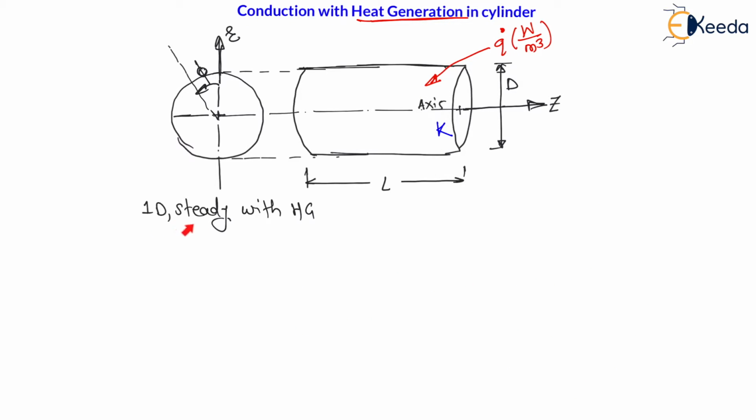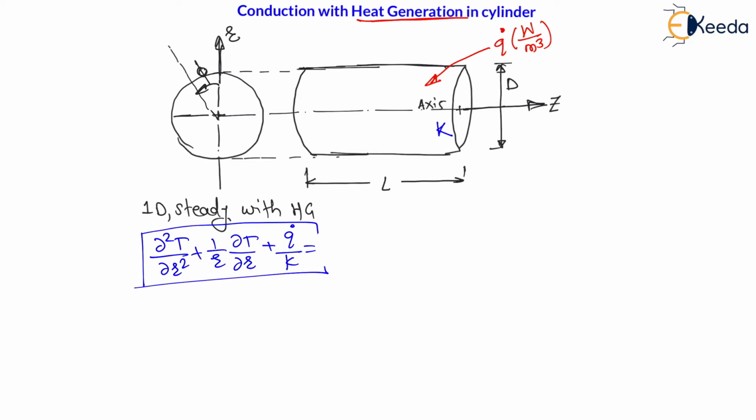So let us assume the one-directional steady equation with heat generation. The equation will become ∂²T/∂r² + (1/r) ∂T/∂r + q̇/k = 0. This will be our equation, and heat transfer is along only the radial direction, that is radially outward. If the inside temperature is more, then heat will flow radially outward.